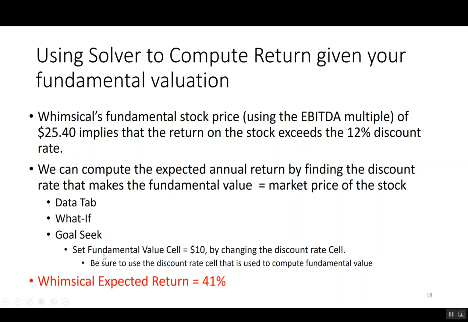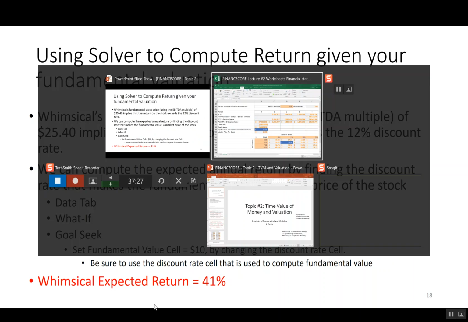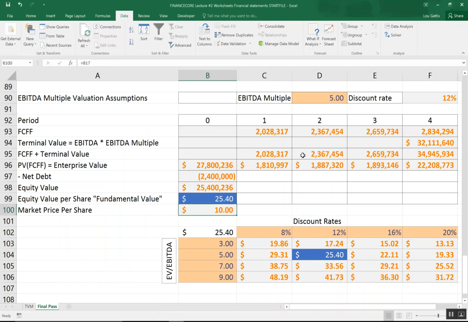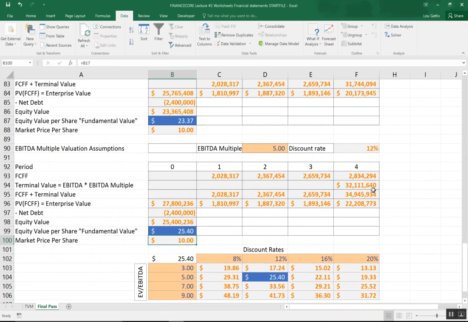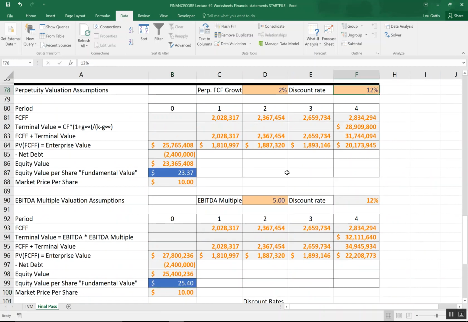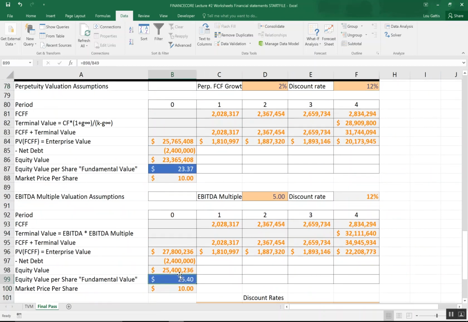And actually, we can calculate what the return of this stock is by doing something called a goal seek. So I'm going to go back to my spreadsheet, and I'm going to say, what discount rate would I need to get this valuation, we'll just look at this one right here, to be $10? Well, what if I change it to 20% or 30% or 40%? Oh, at 40%, it's about a $10 stock. So it looks like the stock is giving me about a 40% return. But I can get the exact value.